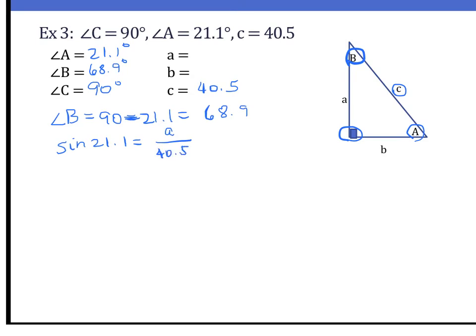And multiply both sides by 40.5. Now be careful not to multiply 40.5 by your angle. Your angle can't change, so don't make the angle change. And so we can multiply this all into our calculator at the same time, and this gives us 14.6 equals A.